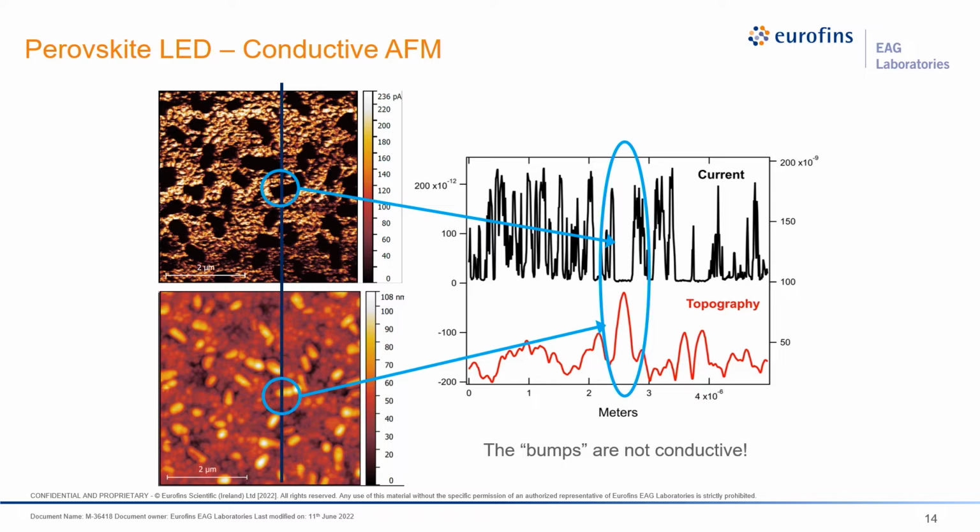The image in the upper left shows a conductivity map of the same area of the surface. In this image, brighter colors indicate higher conductivity. The image on the right shows a line scan of both the topography and conductivity images taken along the vertical blue line. As you can see, the tall features are not conductive. R&D work on these LEDs is ongoing regarding the composition and structure of these features, but we are going to move on to our second example.